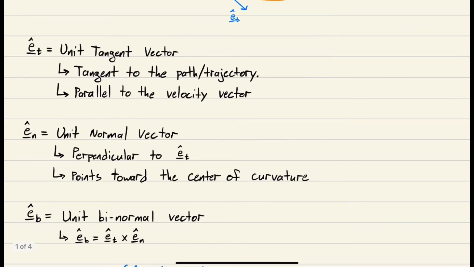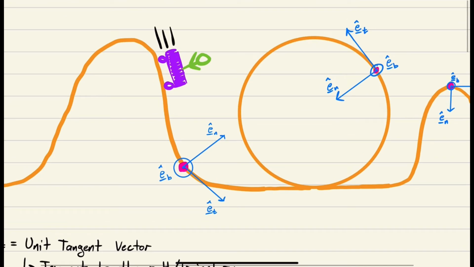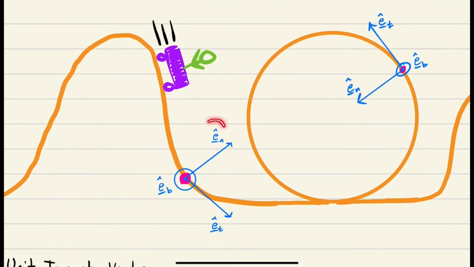Next, we have the EN vector, which is called the unit normal vector. It's perpendicular to ET, the unit tangent vector, and it points toward the center of curvature. So let's talk about this. Here's our EN vector. It is always going to be normal to our track. See how this ET is pointing this way? It's tangent to the track. EN is always normal to the track, and it's pointing in this direction.